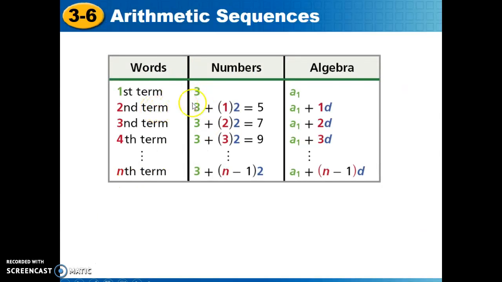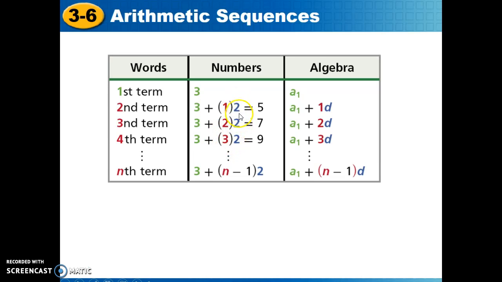Let's look at this. First term. How do we find the second term? We added 1 difference to it. How do we find the third term? We took the first term and we added 2 differences to it. How do we find the fourth term? We take the first term and we add 1, 2, 3 differences to it.